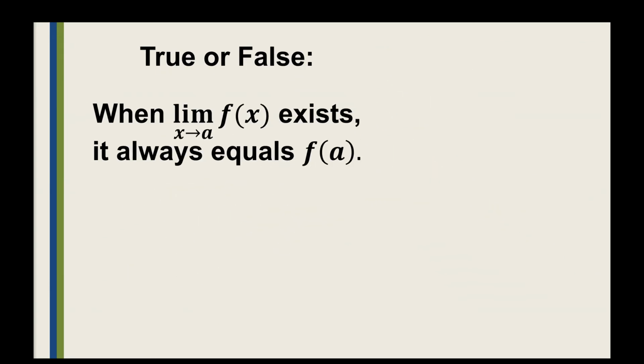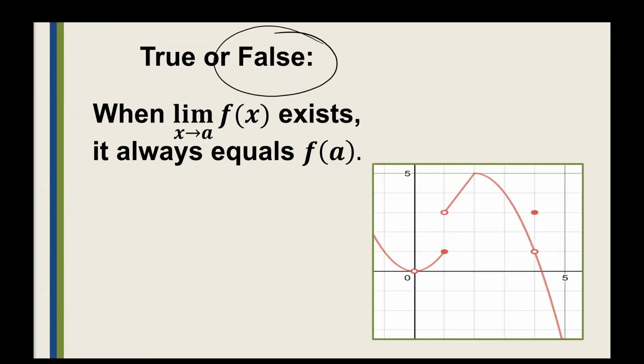True or false? When the limit as x approaches a of f of x exists, it is always equal to f of a. So this question is asking us, when the limit as x approaches a of f of x exists, does it always equal the function evaluated at a? And of course, the answer to this question is false. You've already seen a couple of examples.